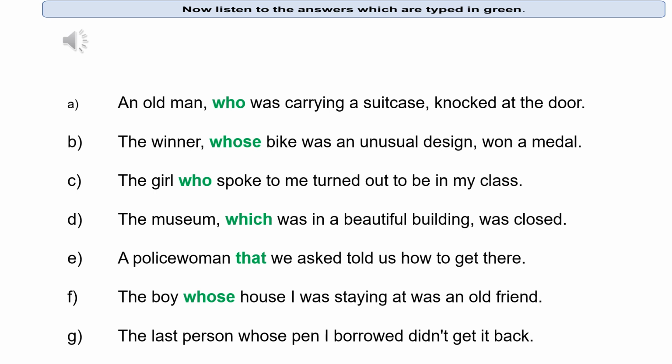F. The boy whose house I was staying at was an old friend. G. The last person whose pen I borrowed didn't get it back.